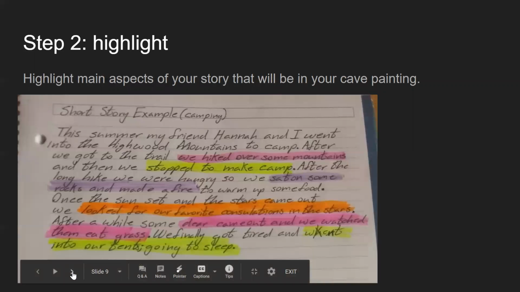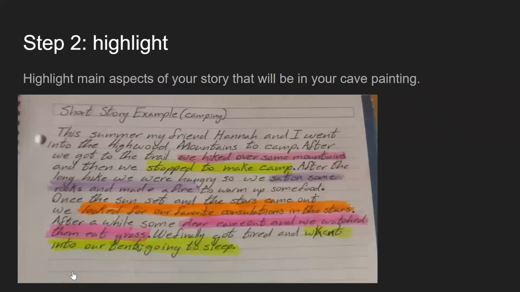And then the second step is to highlight the main aspects of your story. For instance, the main aspects was I hiked over some mountains in pink, and in yellow, I stopped to make camp. In purple, I sat on some rocks and made a fire. And then in yellow, looked out for our favorite constellations and the stars. And then again in pink, we came out and we watched the deer eat grass. And then lastly in yellow, we went into our tent going to sleep.